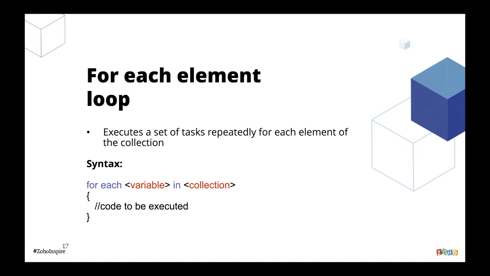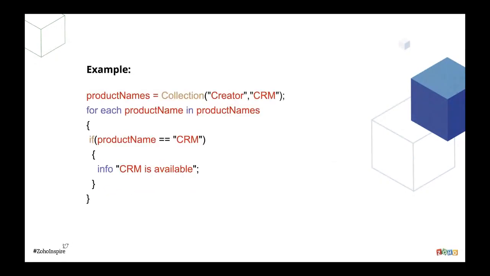So the syntax here is for each, and you have a variable which would store the element in, and you specify the collection name. And then you have the script to be executed inside curly braces. So here's an example for the for each element loop.